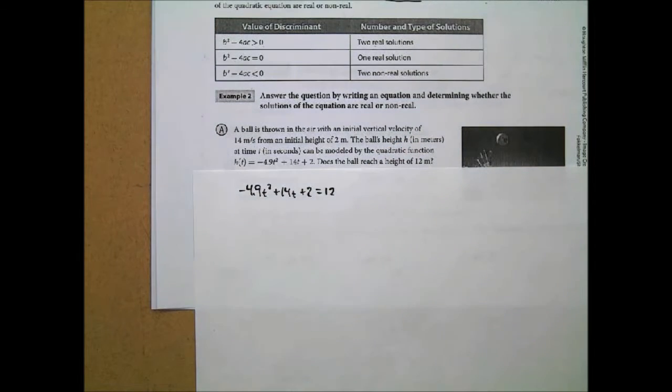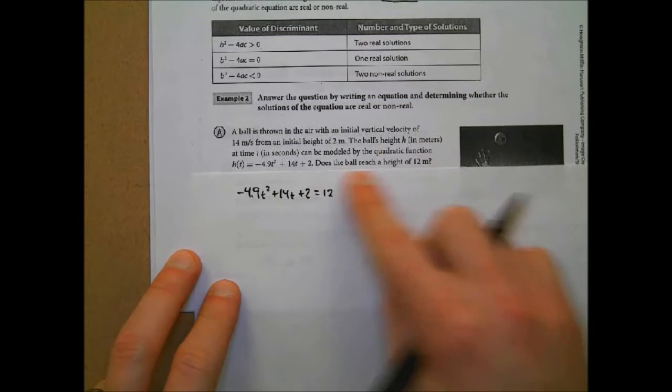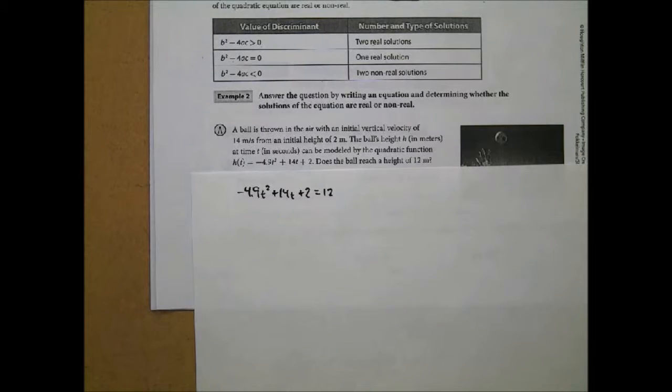Now, the question does not ask at what time the ball reaches a height of 12. The question only asks, does the ball reach a height of 12 meters? So in other words, this is yes or no. We're not trying to find a specific value here. So, how can we maybe use the discriminant here to solve this?